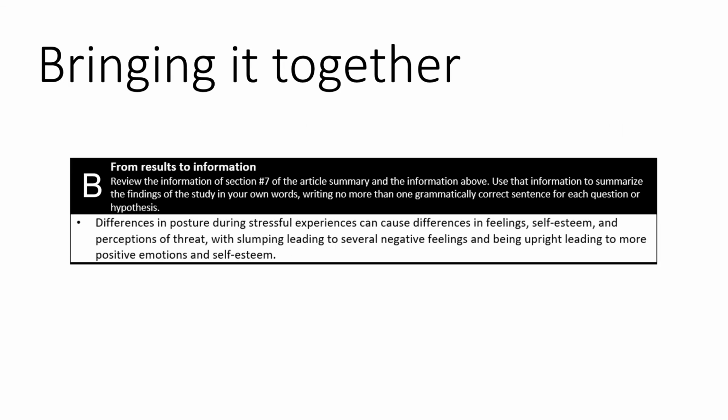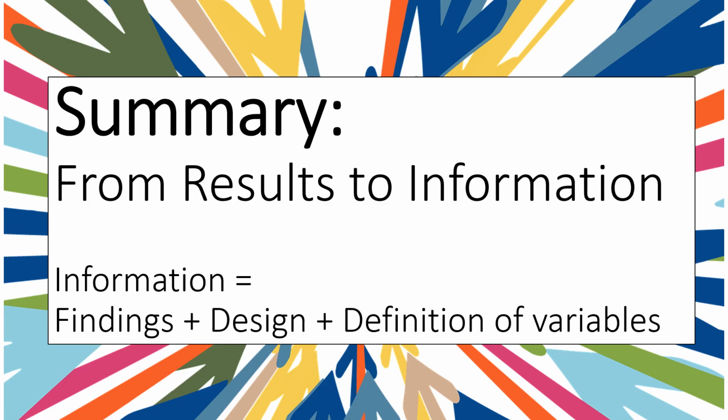That sentence brings together all of the important details in the other 2 sentences, so I can just use one in my notes. At the beginning of this video, I said we were going to think about the information represented by the findings. Now that I've walked through the thought process, we might summarize it like this. The information we can take away from the study is the result of the findings, but in combination with the design and the definition of the variables.